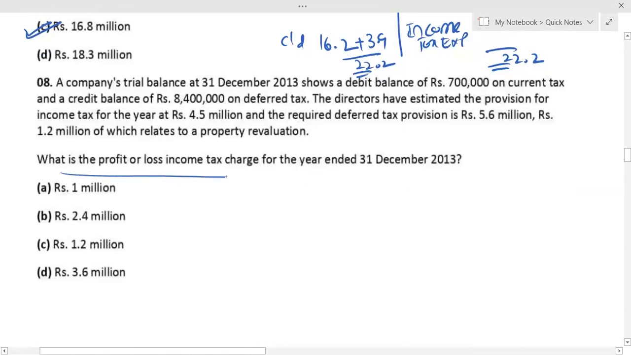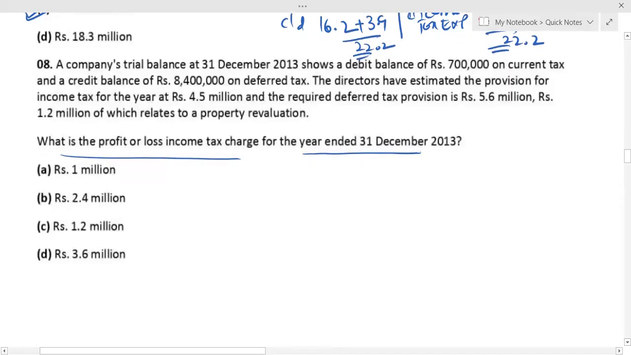What is the profit and loss tax charge for the year ended 31st December 2013? Students, please try to attempt question number 8. Then we'll be solving it together as well. Now, just try to make the T account, please. And one more thing we have already discussed: if the deferred tax liability arises from revaluation surplus, then it is charged to revaluation.